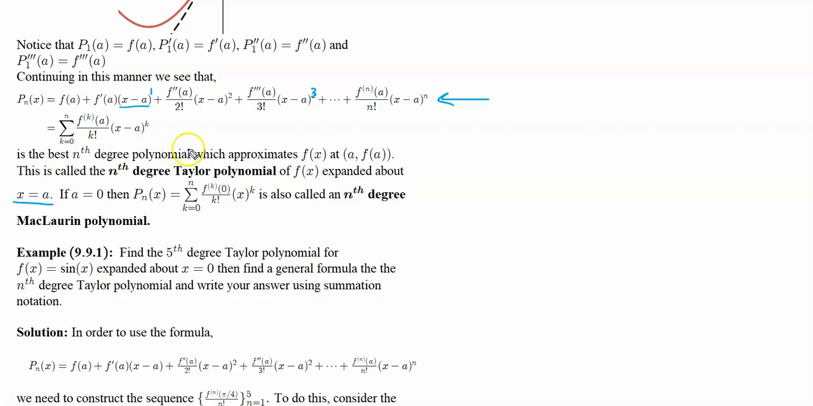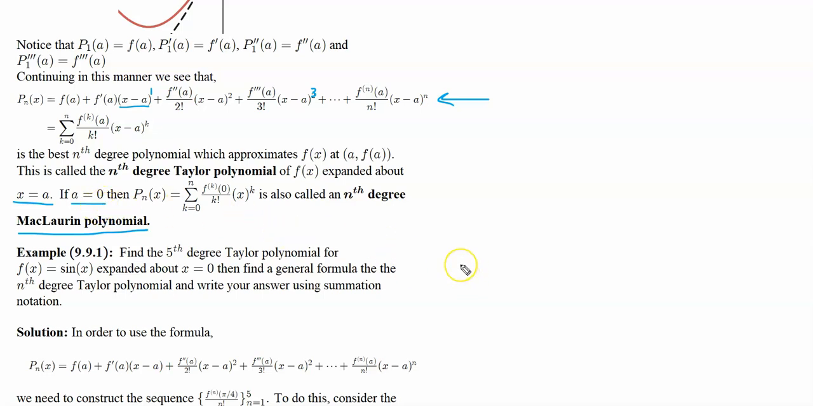Now if the a is 0, sometimes you'll see the Taylor polynomial referred to with a special name. You'll hear it called a Maclaurin polynomial. So sometimes you'll hear that referred to when the base point about which you're expanding is the origin, or a equaling 0.